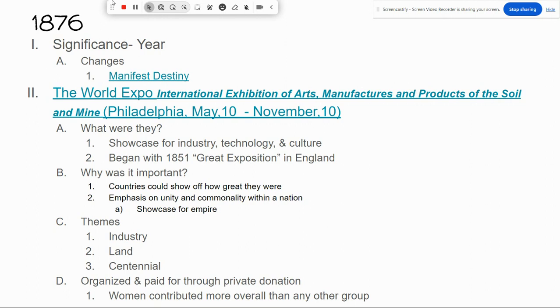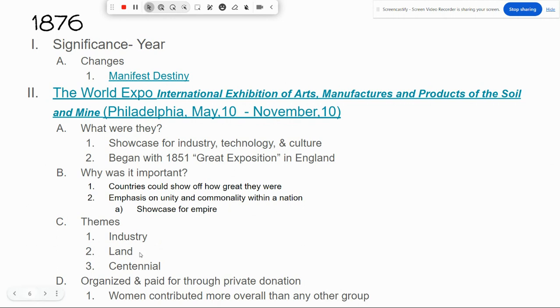There are going to be 3 official themes for the 1876 Philadelphia World Expo, which will run for 6 months. So imagine State Fair running for 6 months from May the 10th to November the 10th of 1876. Its official name is the International Exhibition of Arts, Manufacturers, and Products of the Soil and Mine. Its three themes will be: number one, American industry and technology, the cool inventions and stuff that America has to offer and to showcase to people.